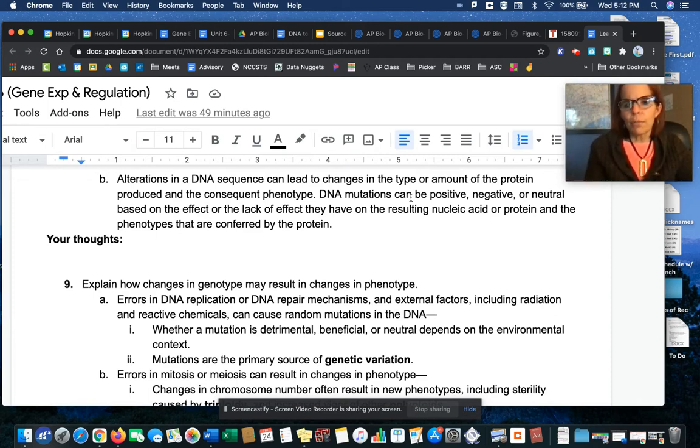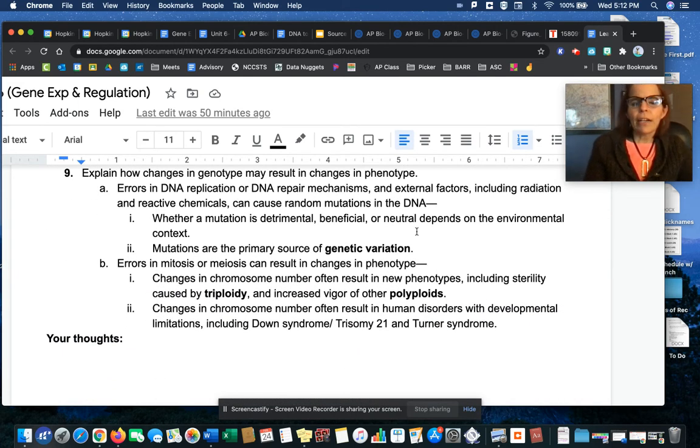DNA mutations can be positive, so they can give me an advantage, like X-ray vision. Okay, not really, but it could. We looked at the rock pocket mice and we learned that a mutation can give them a color advantage that allowed them to be camouflaged. It could be negative if it leads to too much protein in my eyeball and I go blind, or it could be neutral, meaning it didn't give me an advantage or a disadvantage.